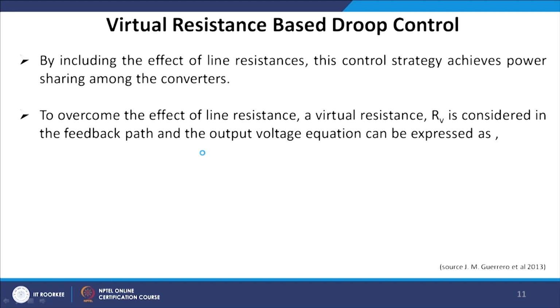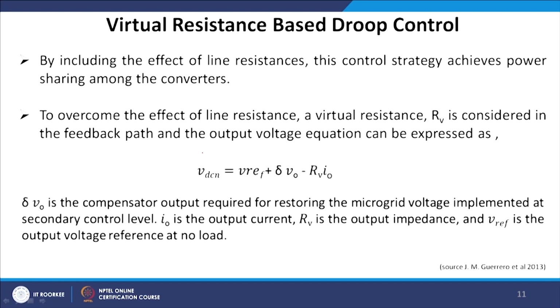To overcome the effect of line resistance, a virtual resistance RV is considered in the feedback path, and the output voltage equation can be expressed as VDCN equal to VREF plus delta V naught minus RV I naught, where delta V naught is the compensator output required for restoring the microgrid voltage, implemented at the secondary control level, I naught is the output current, RV is the output impedance, and V reference is the output voltage reference at no load.